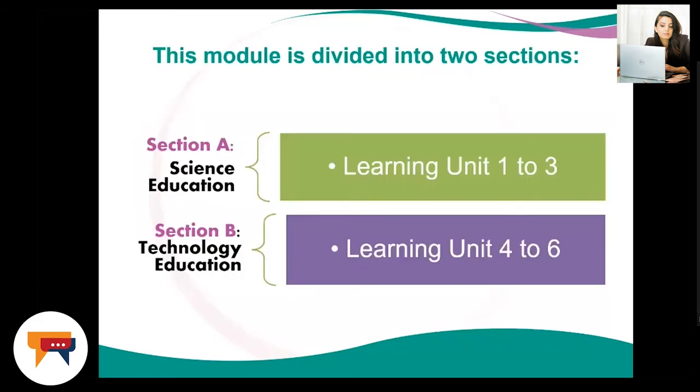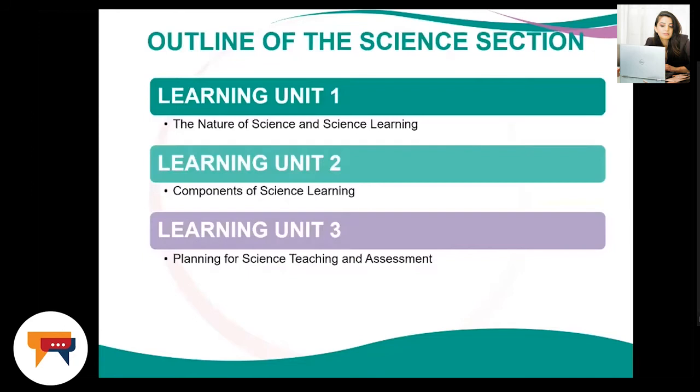So this module is divided into 2 sections. Remember, you have your science education, which is learning unit 1 to 3. And then you have your technology education, which is learning unit 4 to 6. So we're going to go step by step so that you can follow through and work from the beginning and work your way up to learning unit 6.